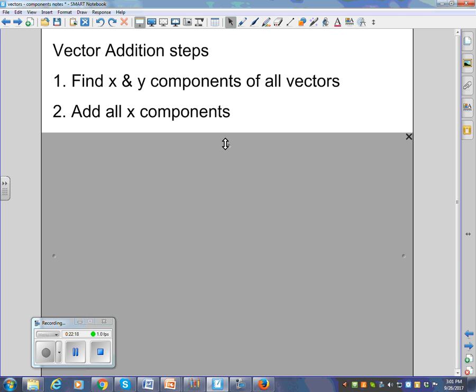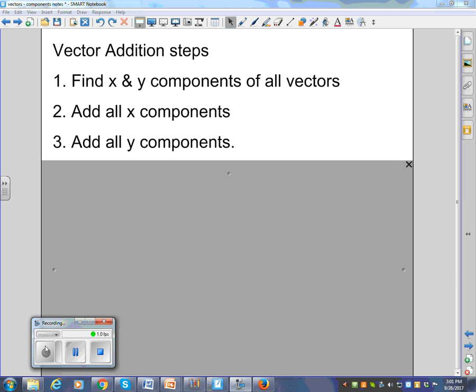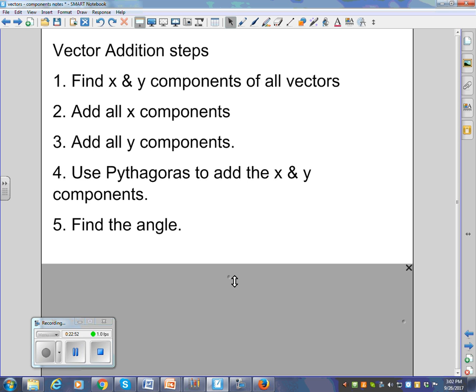Add all x components. Add all y components. What's step 4? Step 4 is use Pythagoras with the added x and y components: Rx squared plus Ry squared is R squared. And then the last step, find the angle.